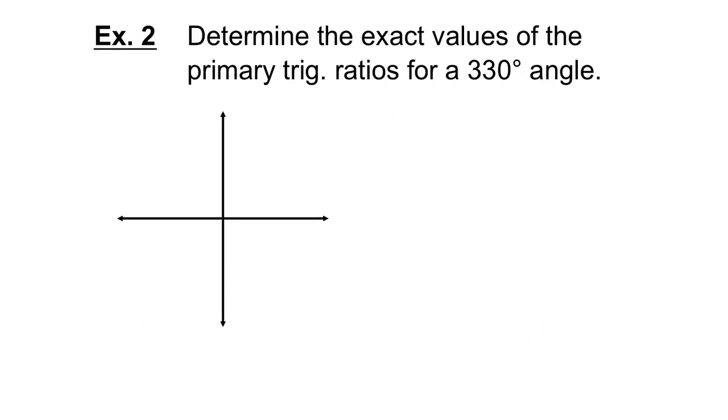So now we're going to do the same question except with a different angle. Now it's a 330 degree angle. I'd like you to try this question the same way I showed you in the previous example, but do this on your own this time and see what you can come up with. We still want exact values for sine, cos, and tan of 330 degrees. So pause the video and try this on your own.